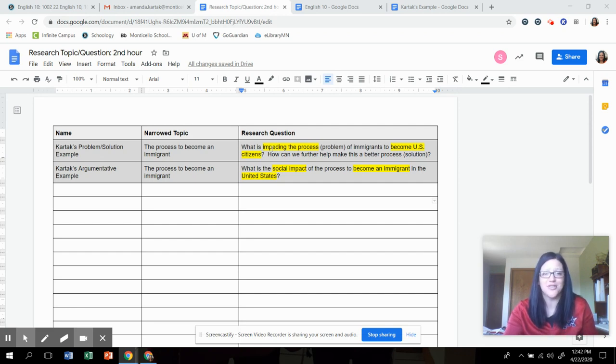So you just have to ask yourself, okay, look at my narrow topic, the process to become an immigrant. What is the problem? There could be many different things that I could come up with, but what I came up with is: what is impeding the process, which is the problem, of immigrants to become US citizens? What's slowing everything down? What is making so many hoops to jump through in order to become a US citizen? And then my second part to the question is dealing with the solution. How can we further help make this a better process?